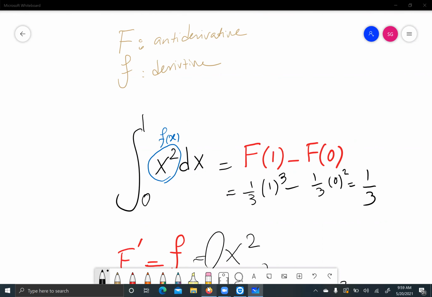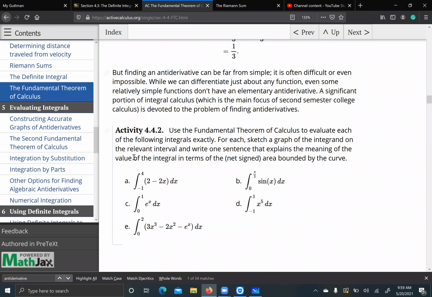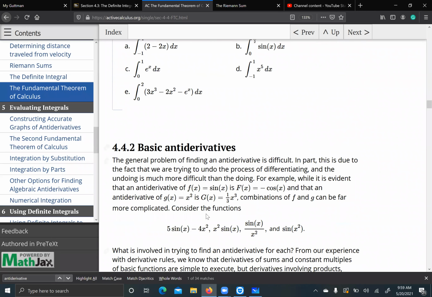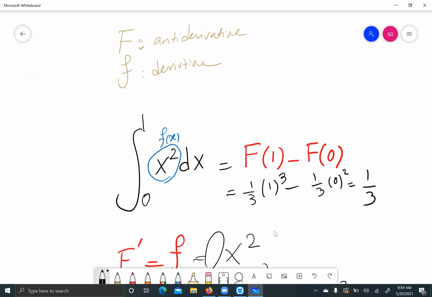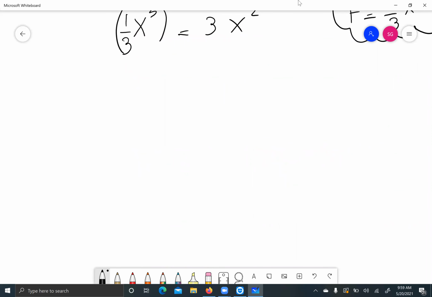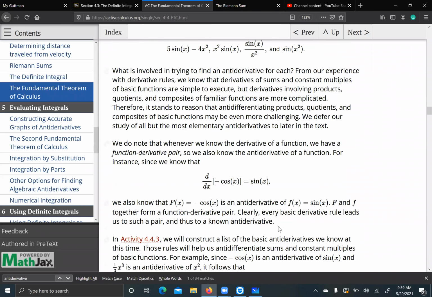Okay. And then I recommend you try this activity. Sometimes it's easy to find a basic antiderivative like sine and cosine. So for example, if you look at sine, you know the derivative of sine is cosine, right? So if you're given cosine, you know the antiderivative is sine. Sometimes it's easy to just figure these things out, but sometimes it's not easy.